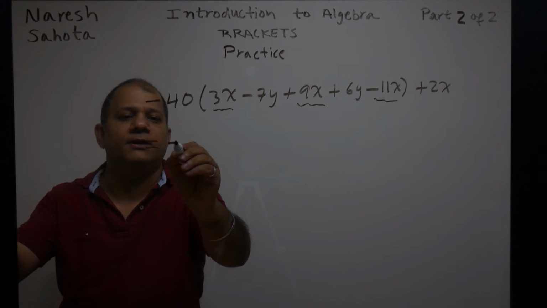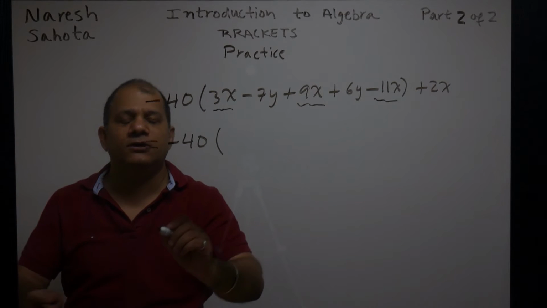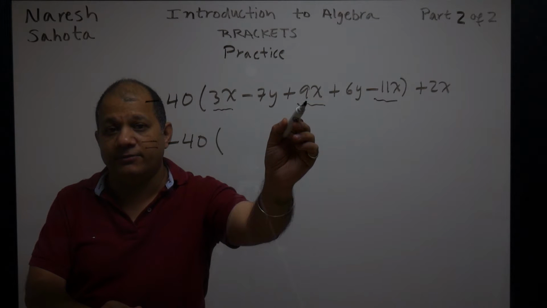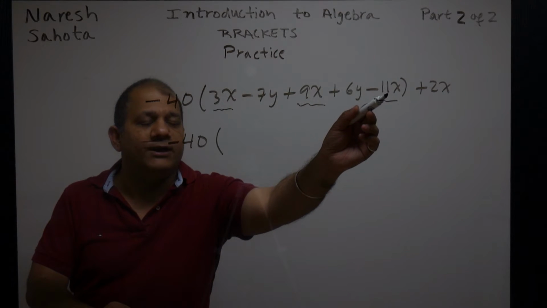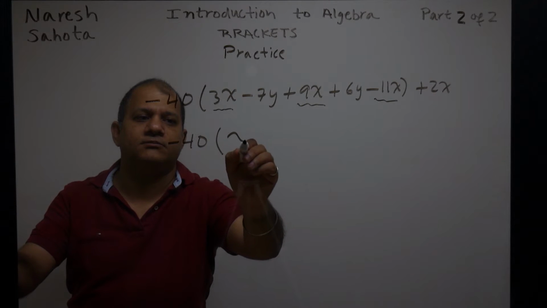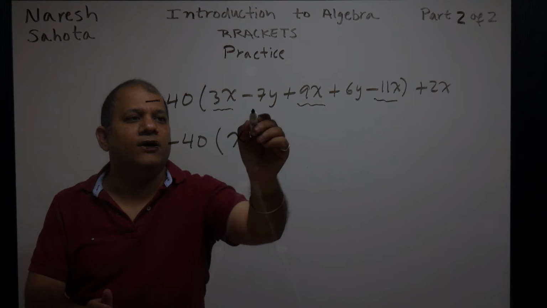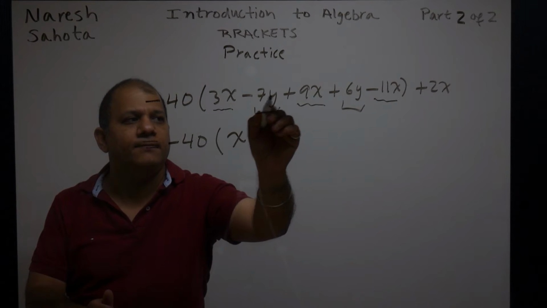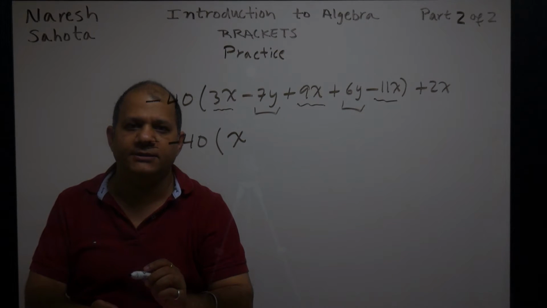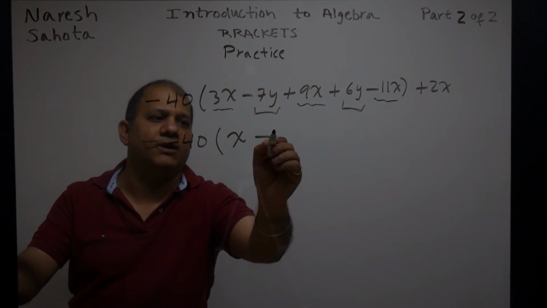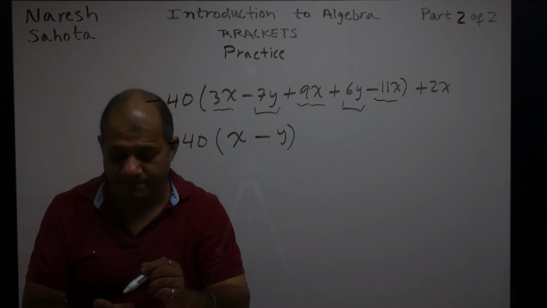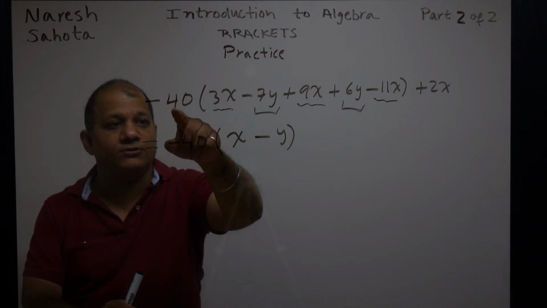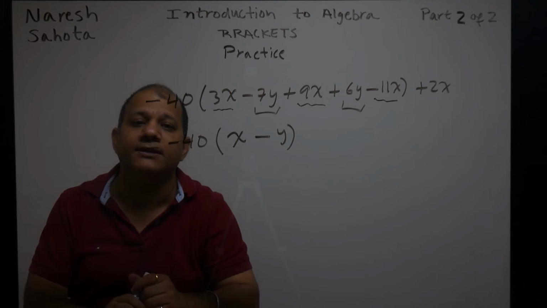So copy -40 as is for now. Collect the x terms. 3x plus 9x, so that's 12x. 12x take away 11x is 1x, so that's just an x. And now collect the y terms. -7y plus 6y is -1y, so that's just -y. Well, look, that's pretty, right? So I can multiply negative 40 with these terms, and I can do that in my head. Whereas with the other one, I would have had to think, right?